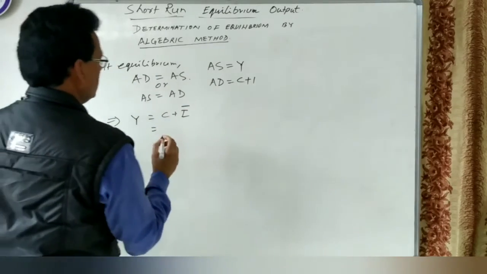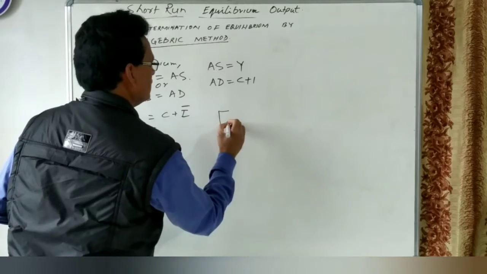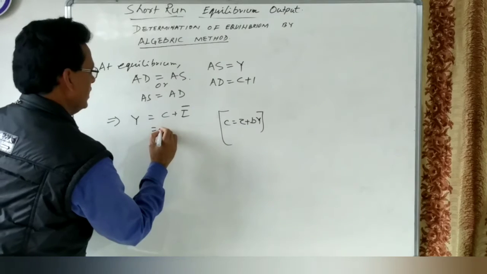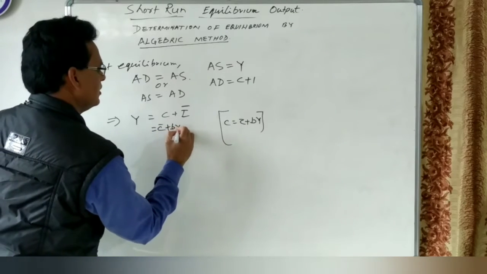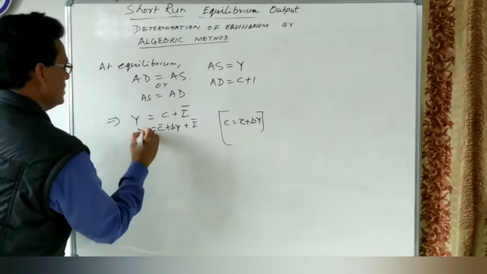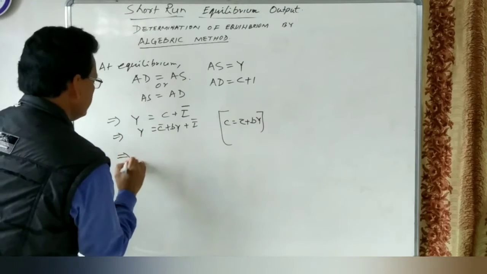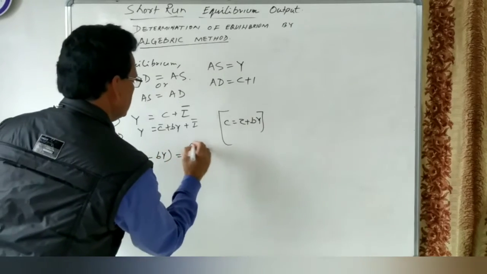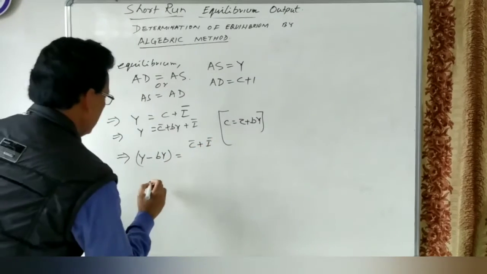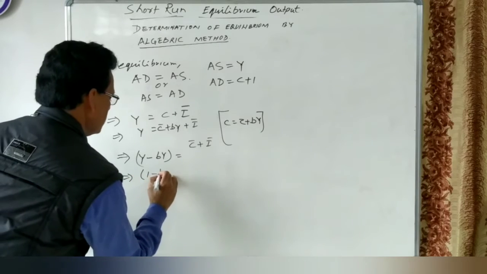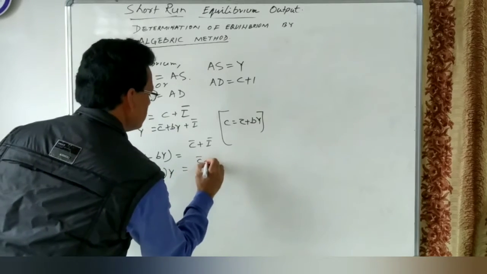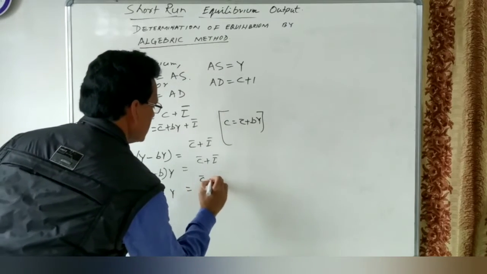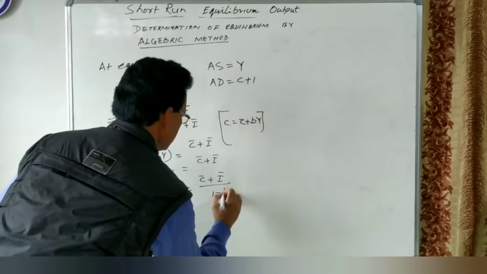The formula of consumption is C intercept plus BY. So we can write Y equals C intercept plus BY plus I intercept. Let us derive this formula. Y minus BY is equal to C intercept plus I intercept. We can simplify: (1 minus B) Y is equal to C intercept plus I intercept. Therefore Y can be written as (C intercept plus I intercept) divided by (1 minus B).